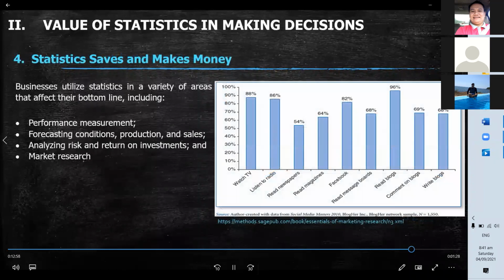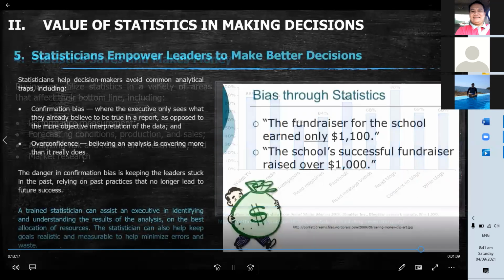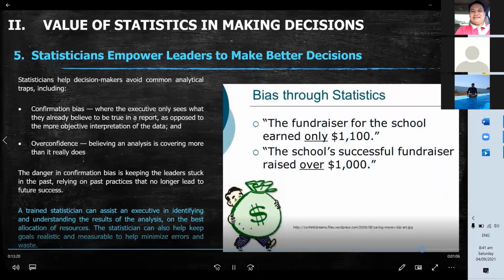Statistics saves and makes money. Businesses utilize statistics in a variety of areas that affect their bottom line, including performance measurement, forecasting conditions, production and sales, analyzing risk and return on investments, and market research. Lastly, statisticians empower leaders to make better decisions.